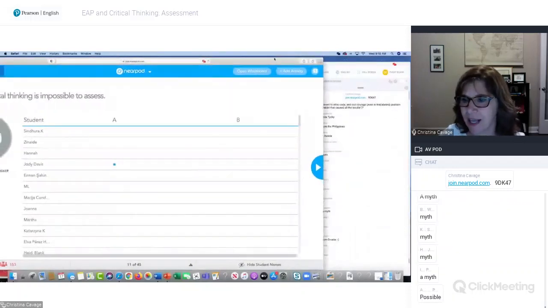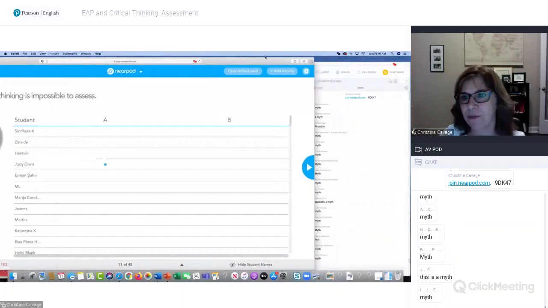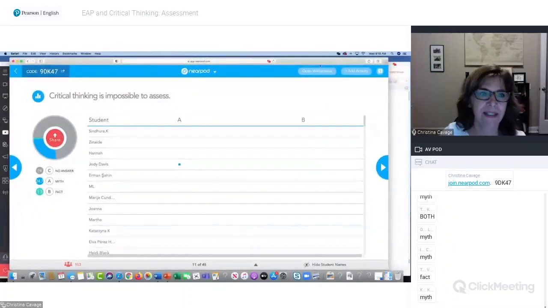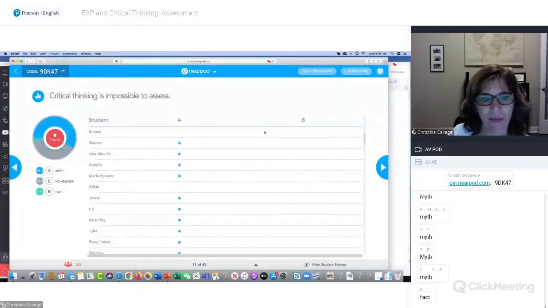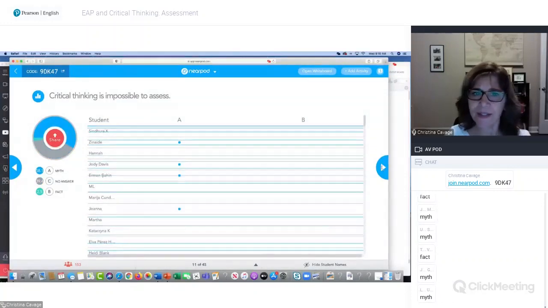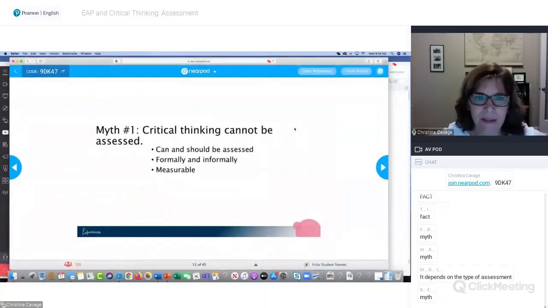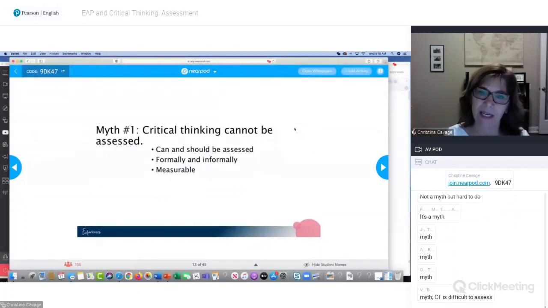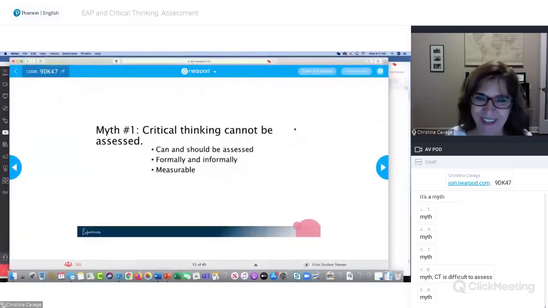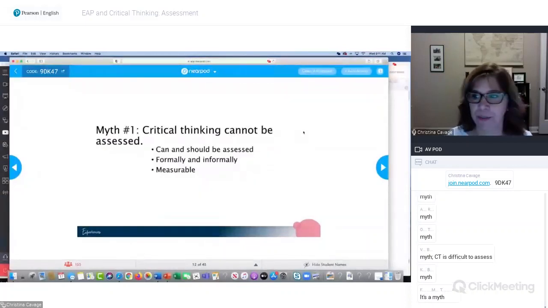So I'm seeing in the chat box lots of myths. Possible, some of you are saying in the chat box there. And I'm seeing many of you here also stating it's a myth. A couple here with a fact as well. Okay, so let's look at this. It's actually a myth. Critical thinking can be assessed, and it should be assessed. And when we talk about assessment, we'll talk about formal assessment and informal assessment. But critical thinking is something that is measurable, okay? And hopefully by the end of the webinar today, you'll see how it is measurable.